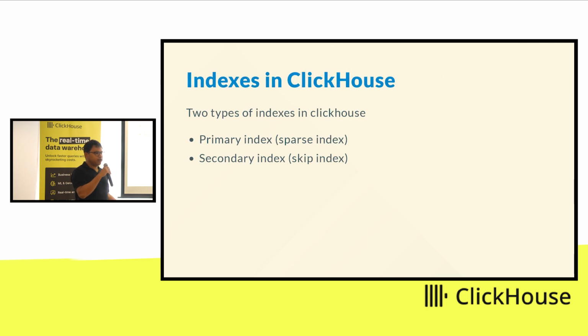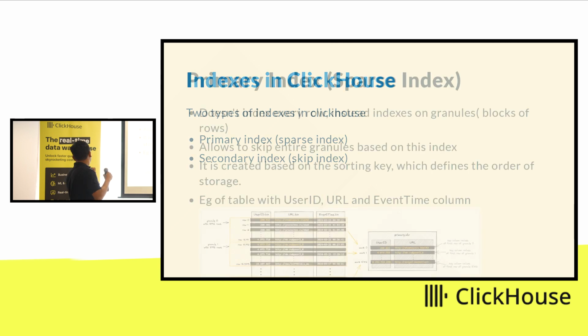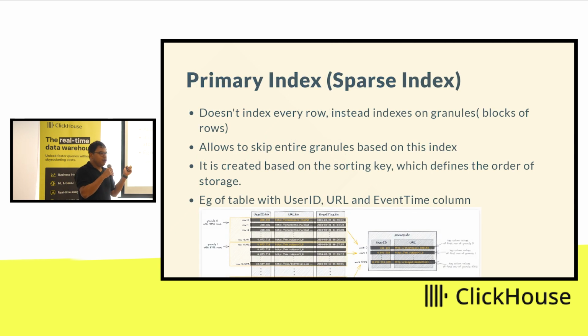So let's start with what the indexes in ClickHouse are. Right now we have two kinds of indexes: the primary index and the secondary index. Let's go through each of them so that we can get an idea of what they are. With the primary index, what it allows you to do is skip data based on granules. The index is on granules rather than on individual rows, so you can skip an entire granule if you want.